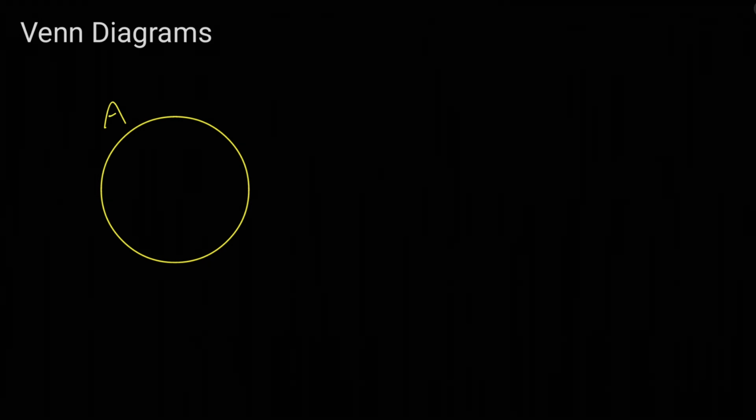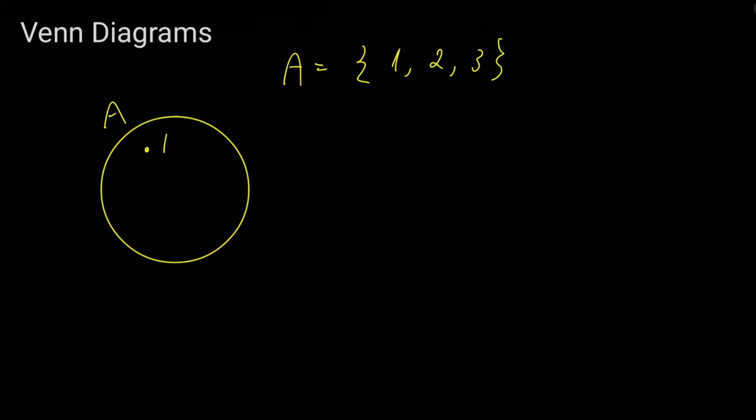A Venn diagram is one of the most intuitive ways to visualize sets. Let's say we have a set A. We draw a circle and label it A. All the elements of A are inside that circle. So let's say A is the set of the numbers 1, 2, and 3. In the Venn diagram, we can represent this by the elements 1, 2, and 3.